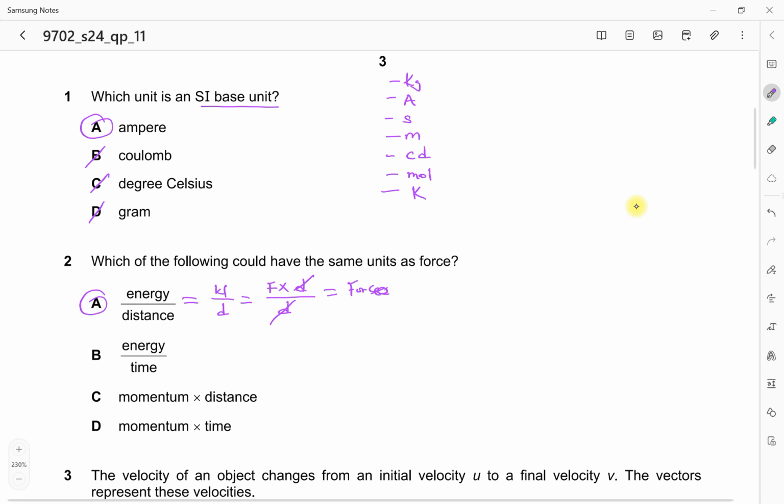Alternatively, you can write the units for each of these. For energy, energy is kilogram, meters per second squared. Then distance is in meters. So this is the kilogram meters squared per second squared. So this cancels with that, which becomes kilogram meters per second squared. And of course, kilogram is mass. Meters per second squared is acceleration, and mass times acceleration is the same as force. So our answer is A.